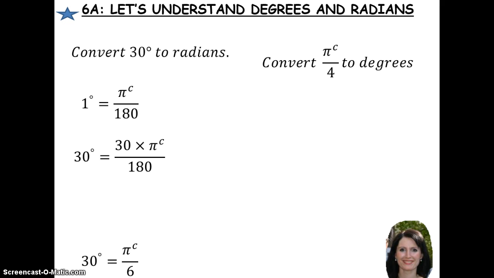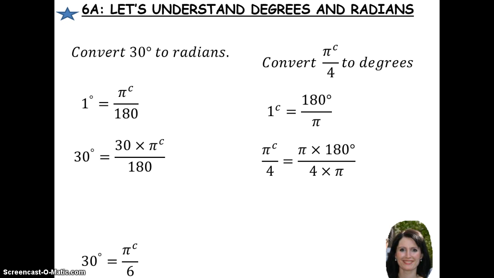Let's now go the opposite way and convert pi radian on 4 into degrees. So if 1 radian equals 180 over pi, it means that pi radian on 4 is going to equal pi on 4 times 180 over pi. So we do that and we get 45 degrees. Notice how it cancels out the pi.